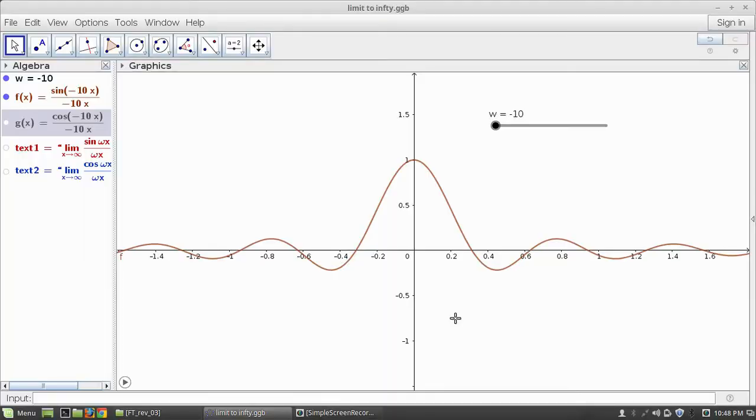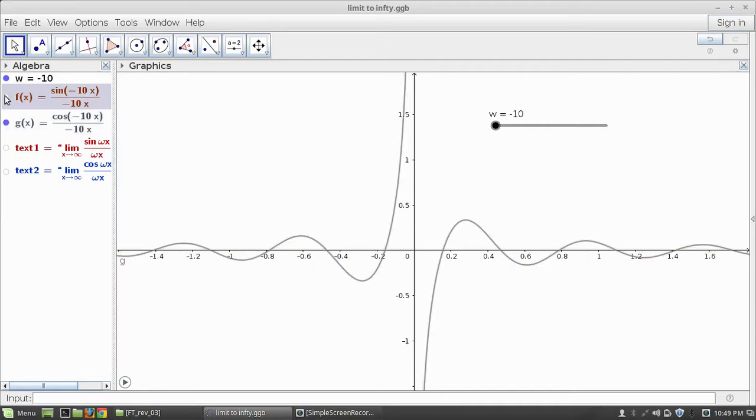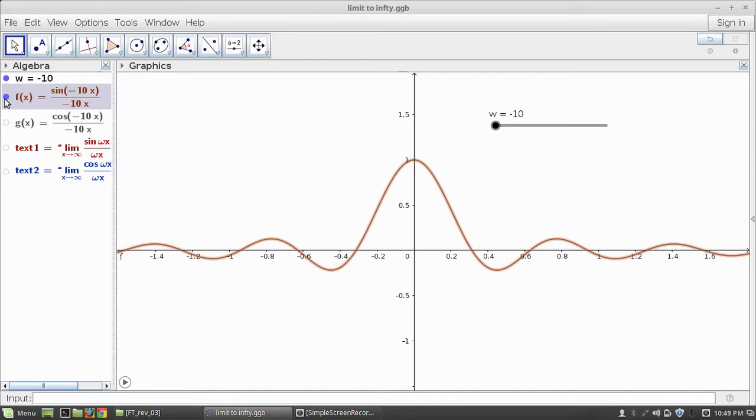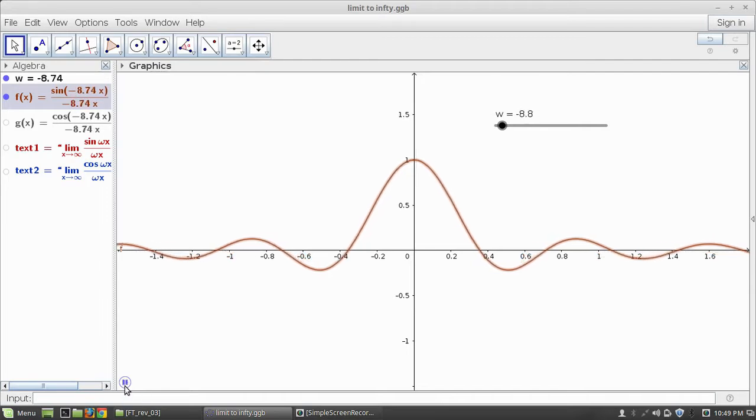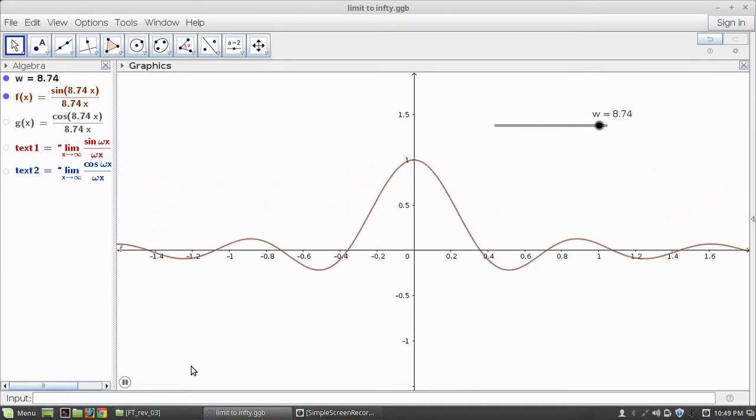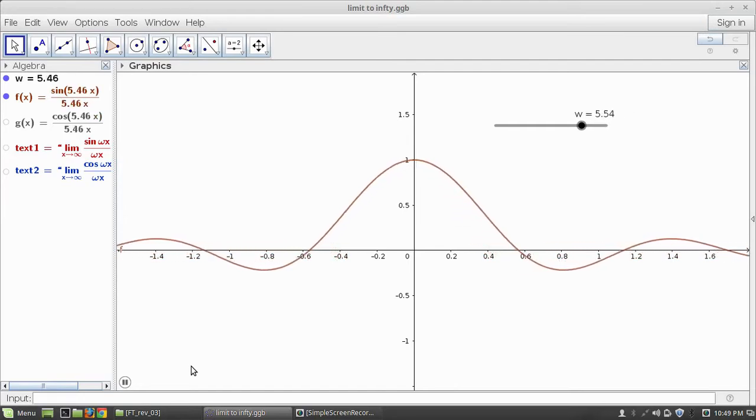Consider the graph of sin omega x by omega x and cos omega x by omega x. This is a graph of sin omega x by omega x for different frequencies. This is a graph of cos omega x by omega x for different frequencies. First of all, we can evaluate the limit as x tends to infinity of sin omega x by omega x. If we change the frequencies, we can see how this sinc function varies. So these are the sinc functions for different frequencies.